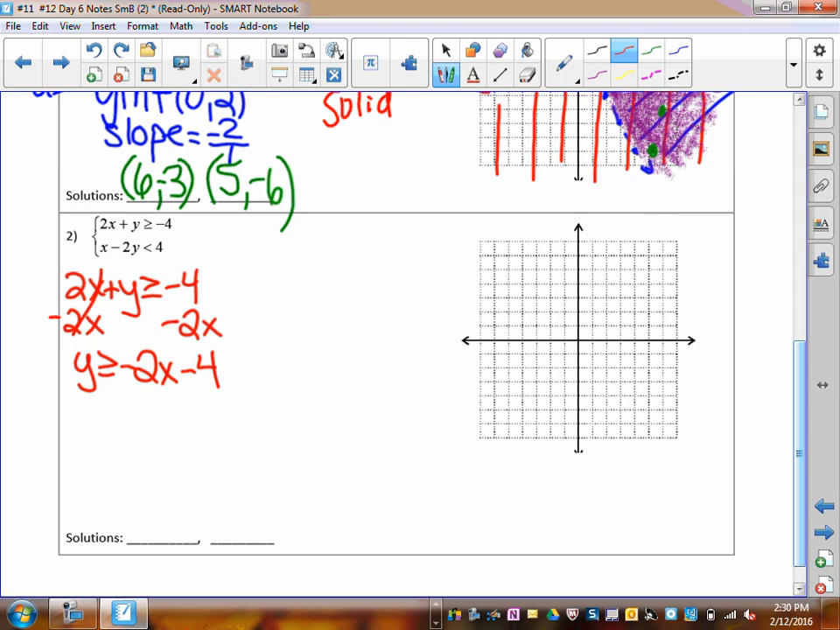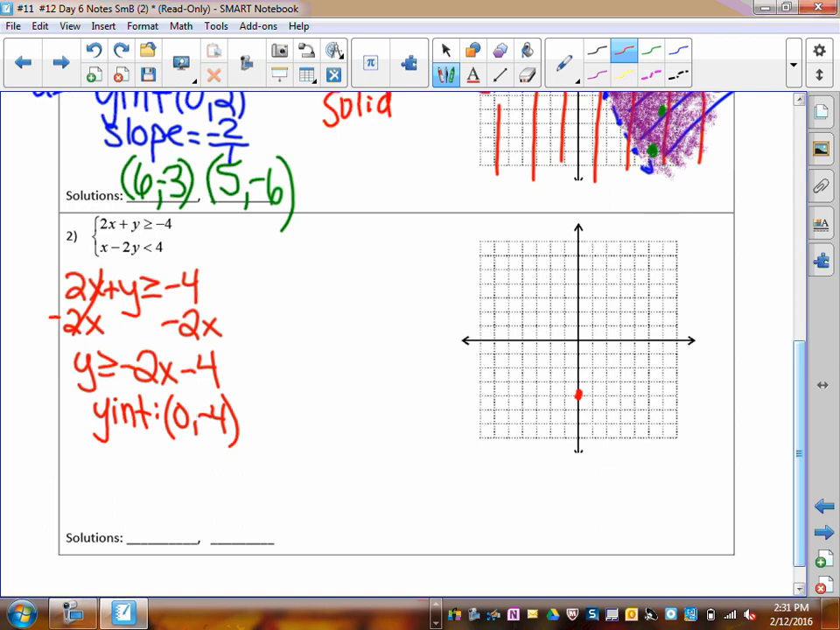All right, Julia. What's my y-intercept? Good. Not just 4, but negative 4. My y-intercept is negative 4. So I'm going to go to my graph. I'm going to go down to negative 4 and plot my point. And then we're going to do the next part over here.